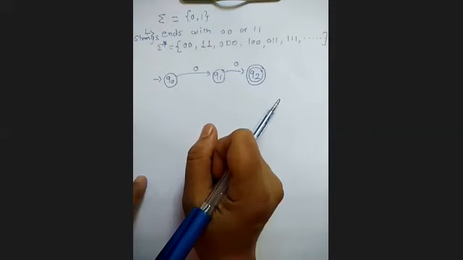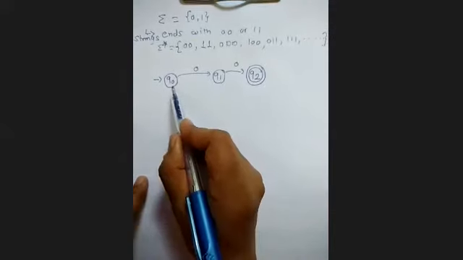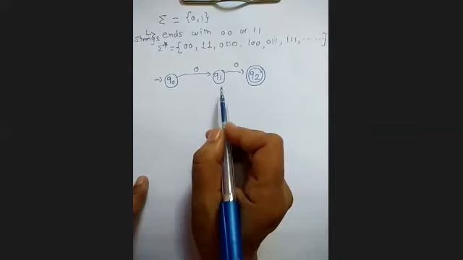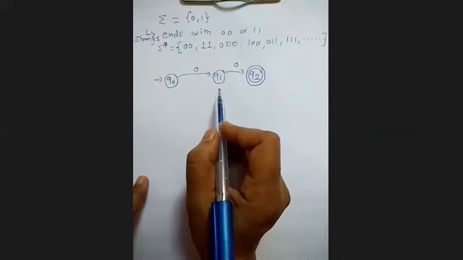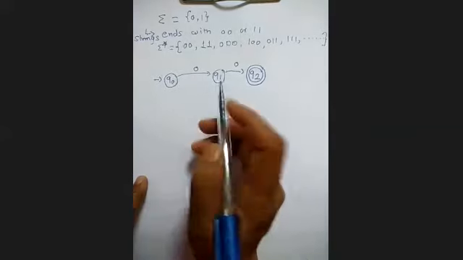New state or existing state? That is the question. Existing. So which state should we transition to? Can you tell me? Q0 on 1, where should it go? Those who are telling me existing, now tell me which existing state you will transition to from Q0.